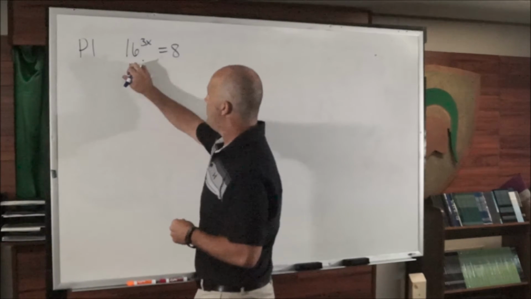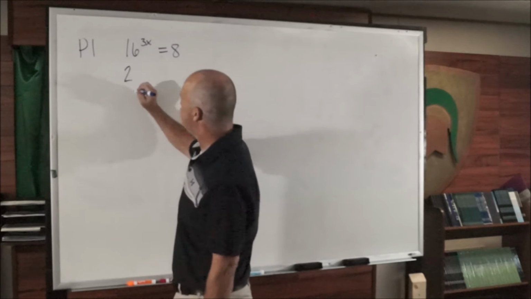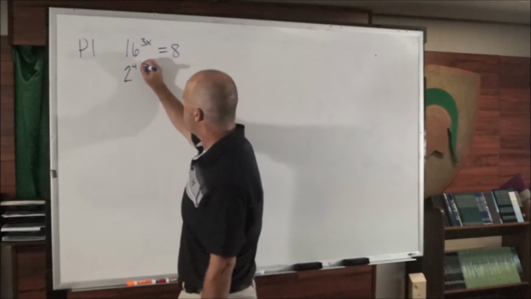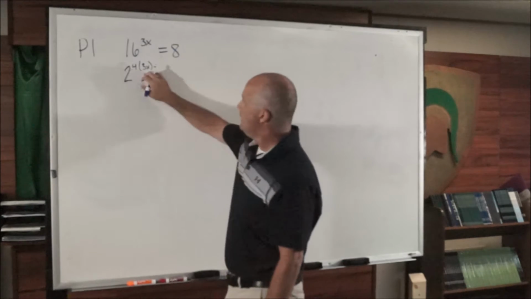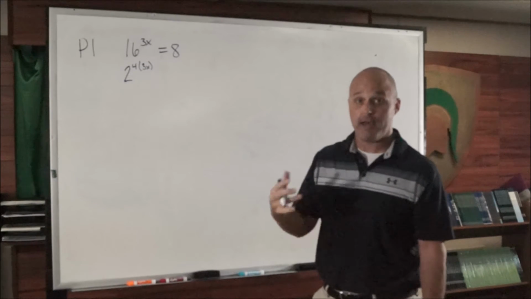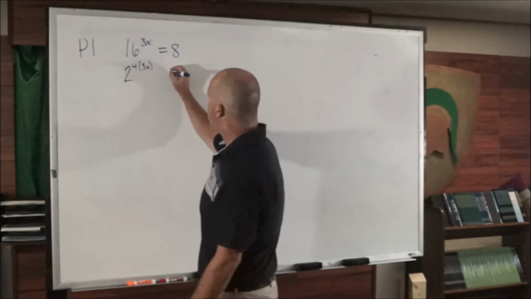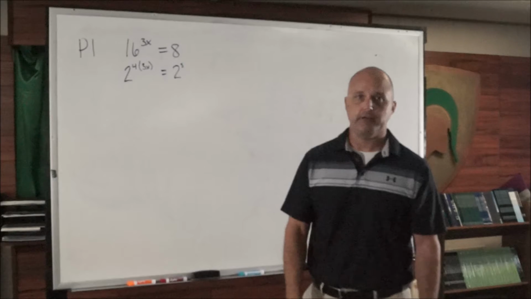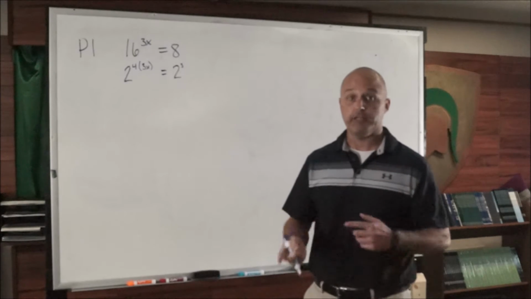If we do that, we can rewrite 16 as 2 to the 4th. Don't forget about that 3x. That's got to remain as part of that exponent. 8 is going to be rewritten as 2 to the 3rd. So what you can see here is now we've got the same base for each side.